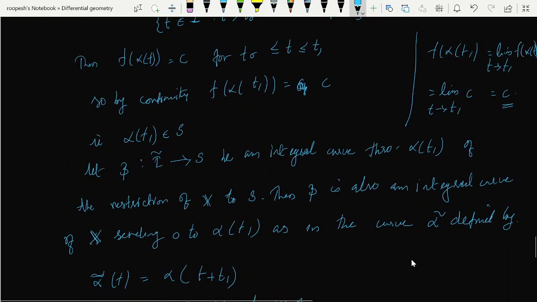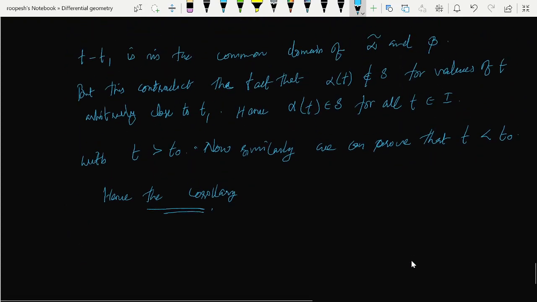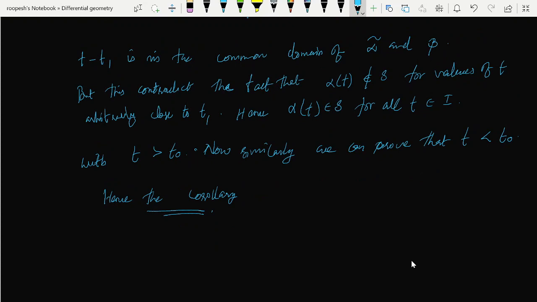And today we have seen a theorem, the uniqueness and existence of a maximal integral curve, and one of its corollaries. So I hope you understood today's class.